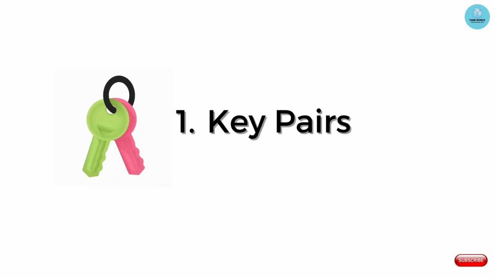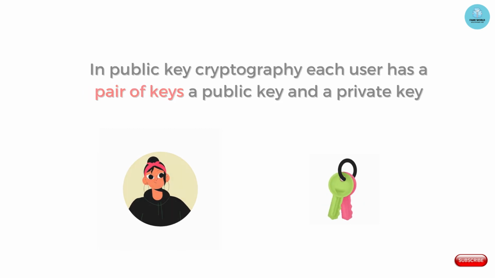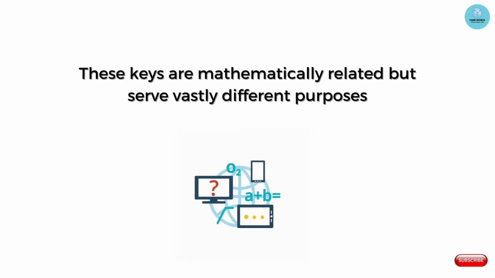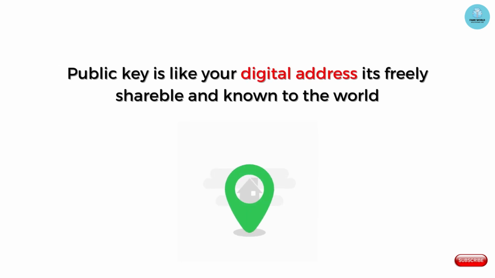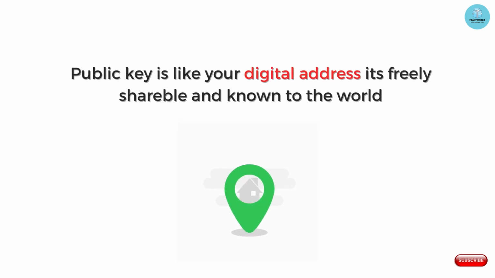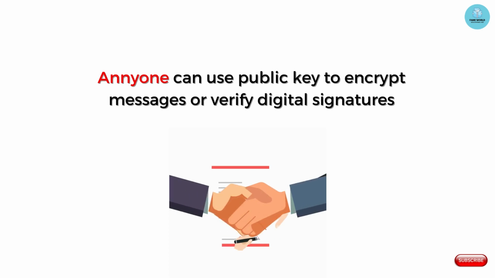Number 1. Key pairs. In public key cryptography, each user has a pair of keys, a public key and a private key. These keys are mathematically related but serve vastly different purposes. Number 2. Public key. Your public key is like your digital address. It's freely shareable and known to the world. Anyone can use the public key to encrypt messages or verify digital signatures.